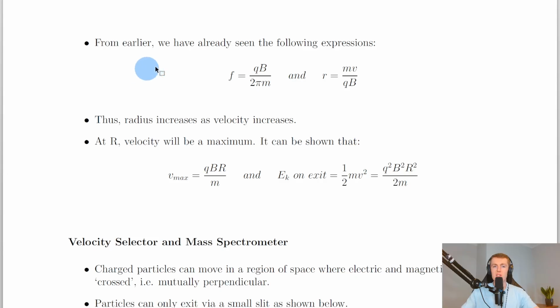Going back to the notes, it says from earlier we have already seen the following expressions. F equals QB over 2 pi m and R equals mv over QB. So this was a relationship between frequency, charge, magnetic induction and mass, and this one was our radius of curvature equation, R equals mv over QB, where we've got radius depending on mass, velocity, charge and magnetic induction.